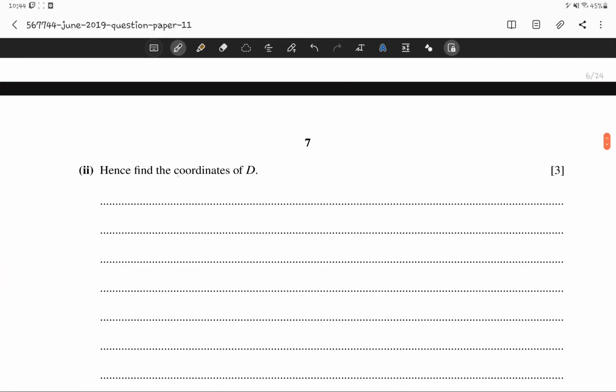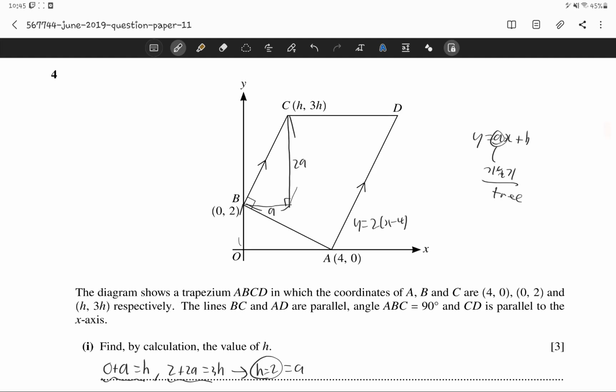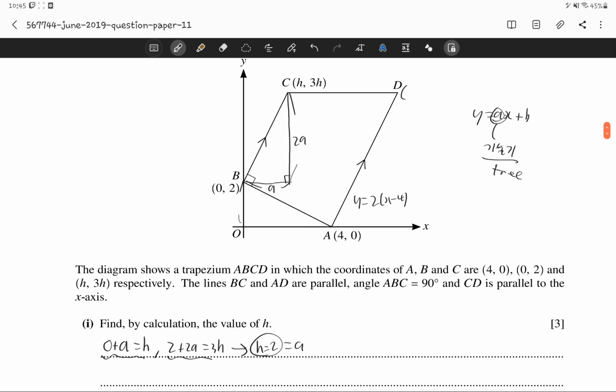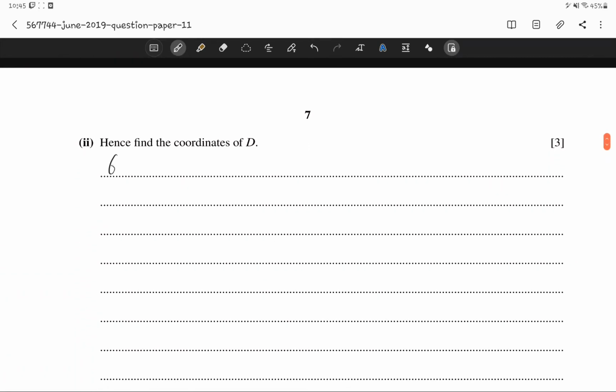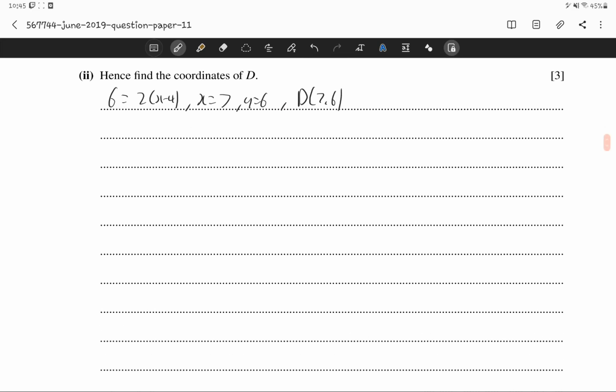Next question, hence find the coordinates of D. Okay, well the line of AD is y equals 2x minus 4, right? And the y coordinate of D is 6. So we'd have to get 6 equals 2x minus 4. And so x would have to equal 7. And when you put 7 in, that's y equals 6. So the coordinates of D is 7, 6. Okay.